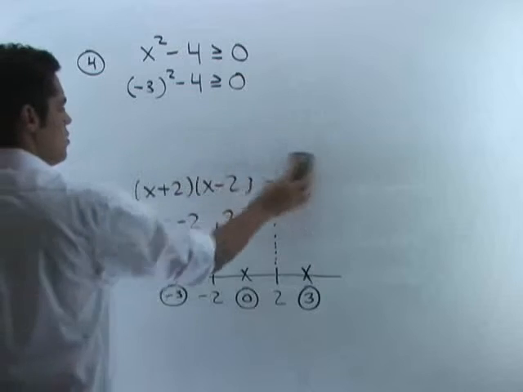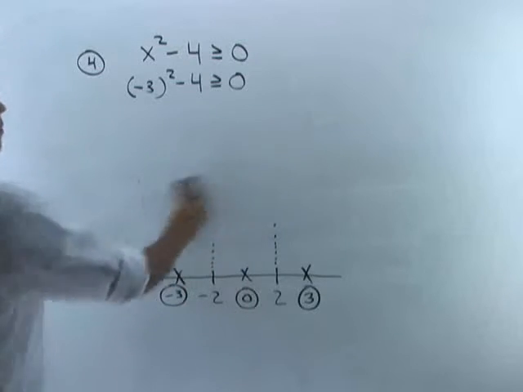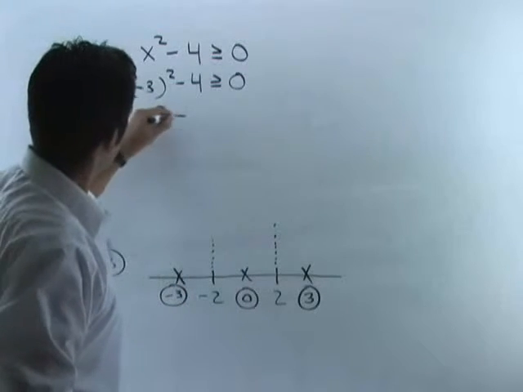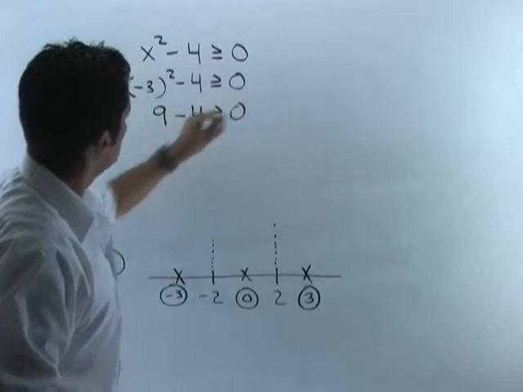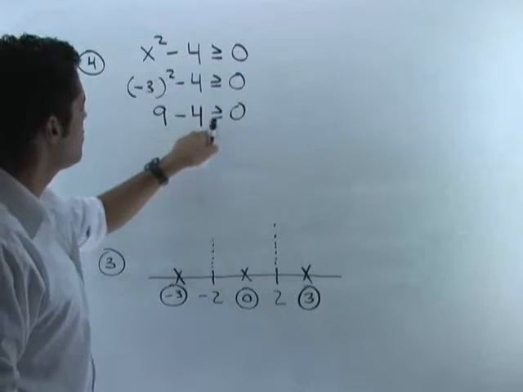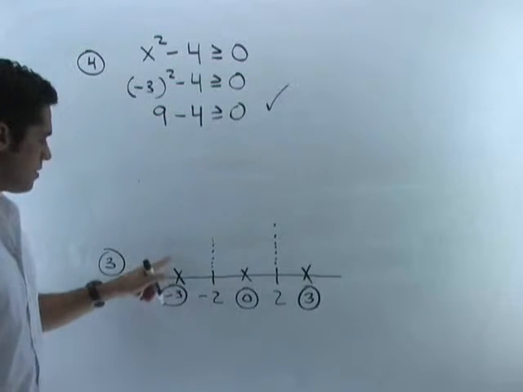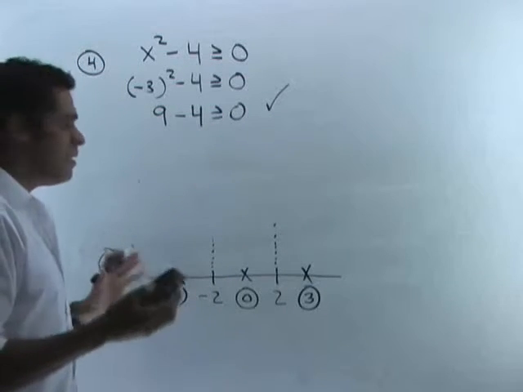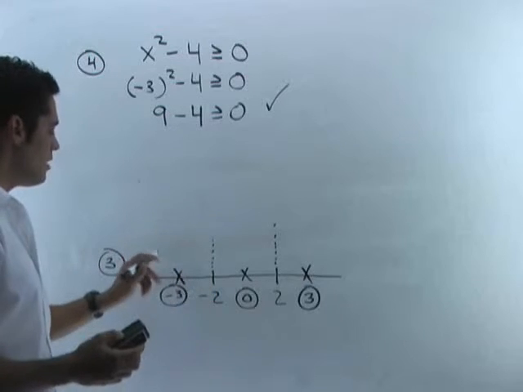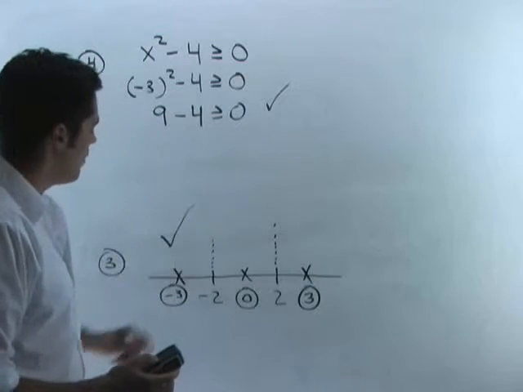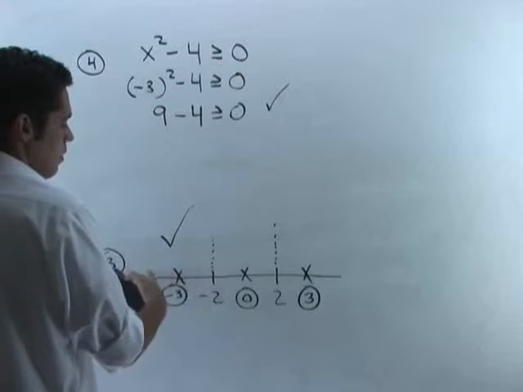Now the question is, is this true or is this false? Well, -3 squared is 9. 9 minus 4 is what? 5, right? 5 is greater than or equal to 0, so this is true. So that means if I plug in -3, it's going to be okay. And because of the way that this works, anything to the left of -2 will work. So I'm going to put a check mark over here to signify that anything over here works.